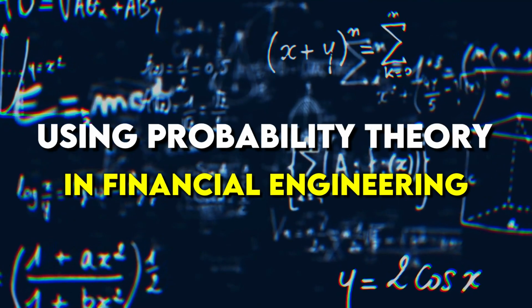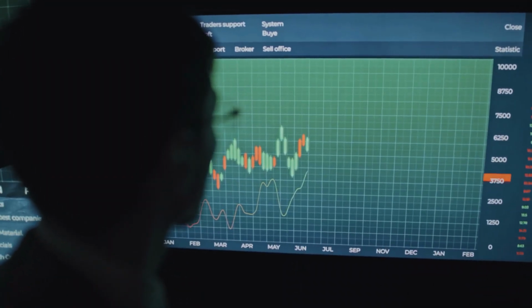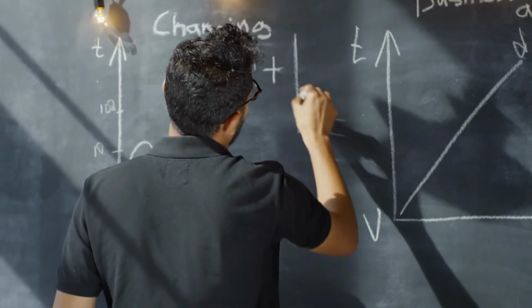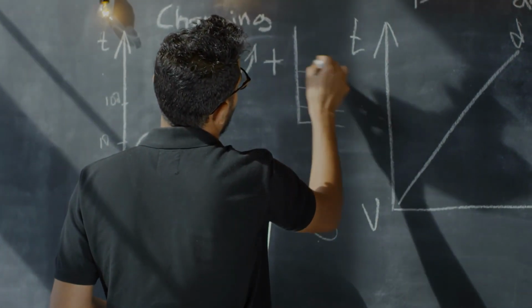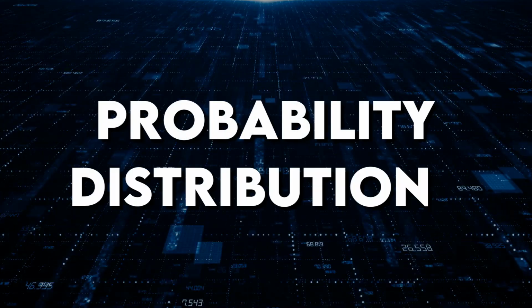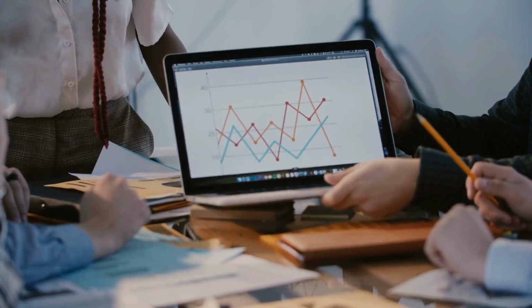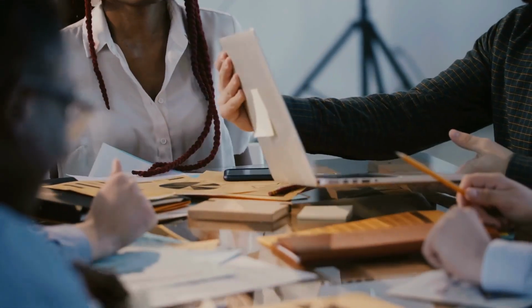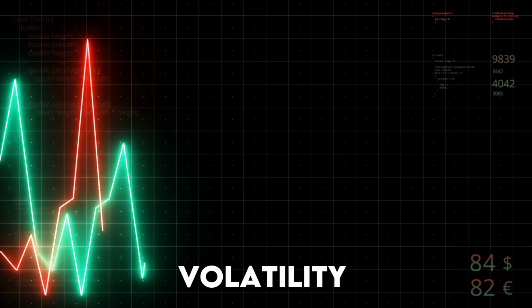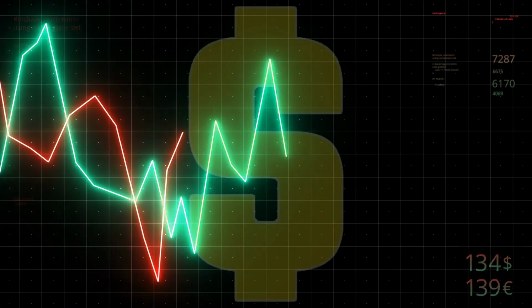Using probability theory in financial engineering. Probability theory is all about dealing with uncertainty and risk, which is a huge part of finance. It helps us understand the likelihood of different outcomes and their potential impacts. Important ideas in probability theory include probability distributions. These describe how likely different outcomes are. In finance, common distributions include the normal distribution, which helps model things like asset returns and volatility, and the log normal distribution, often used to model stock prices.